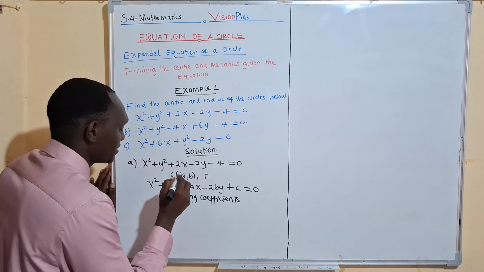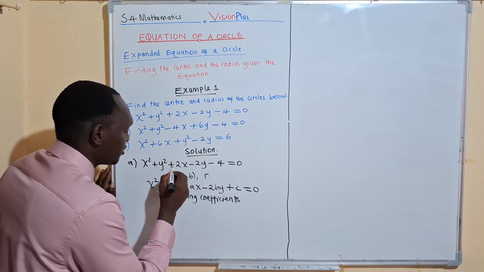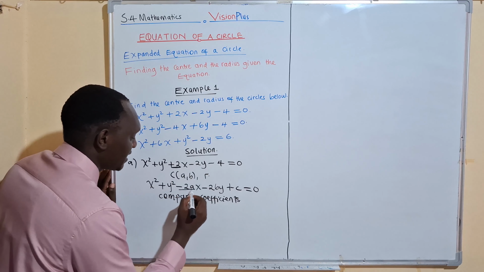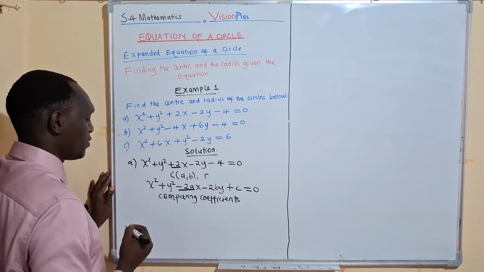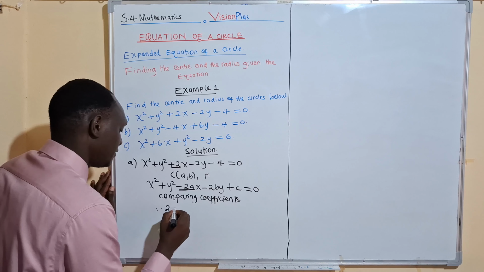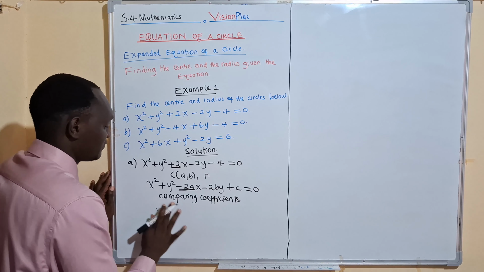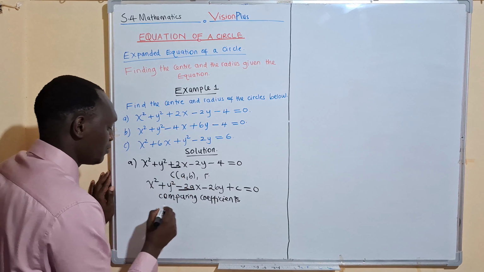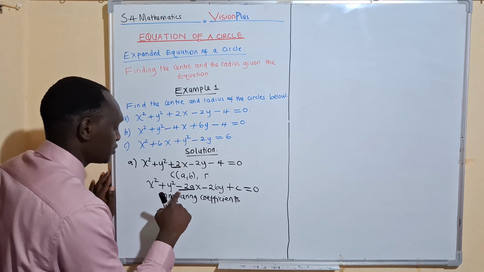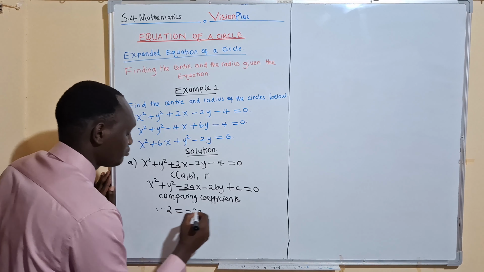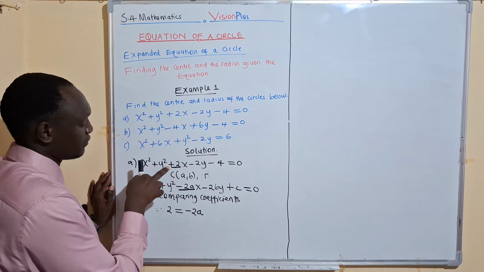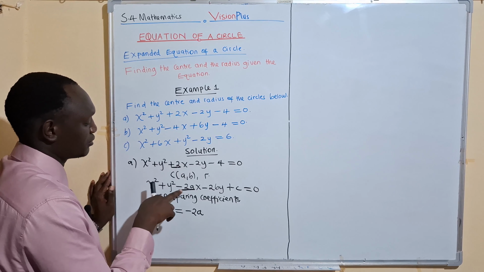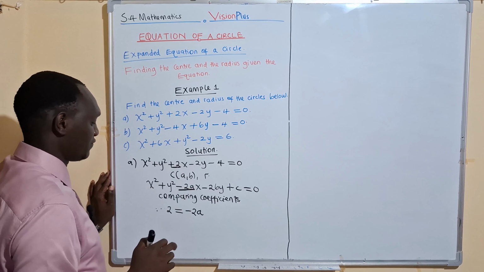In this case, you see clearly that the coefficient of x here, positive 2, corresponds to the coefficient of x in the formula, which is negative 2a. Actually, we can begin with this side, but let me begin up here. Positive 2 corresponds to negative 2a. That is by comparing coefficients. Positive 2, which is a coefficient of x, corresponds to negative 2a, which is also a coefficient of x.